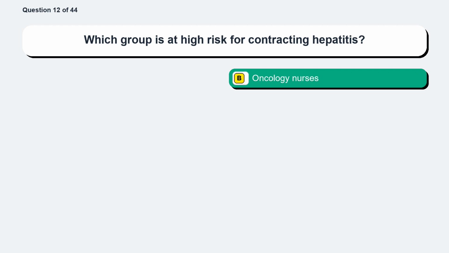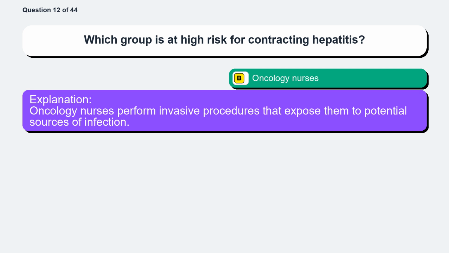The correct answer is option B. Oncology nurses. Oncology nurses perform invasive procedures that expose them to potential sources of infection.